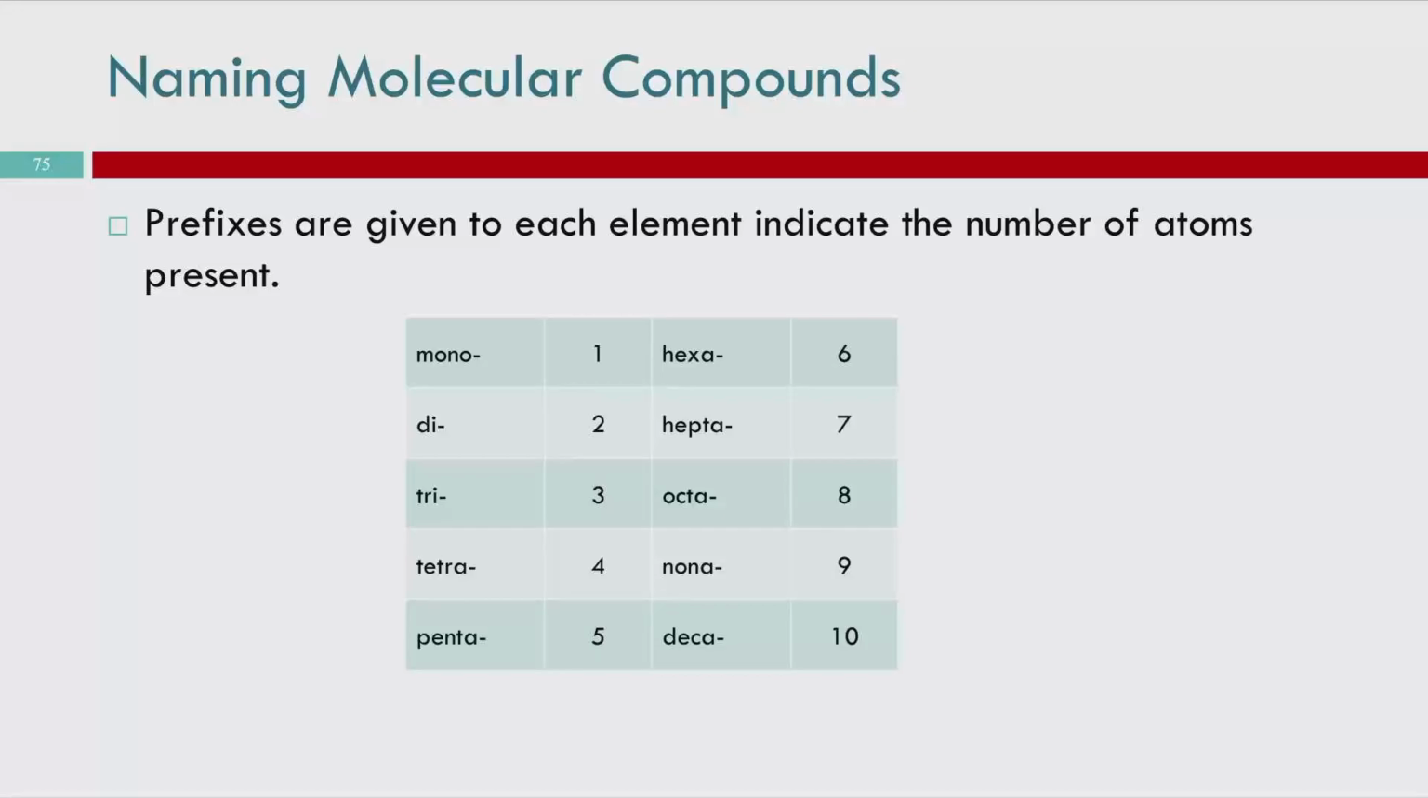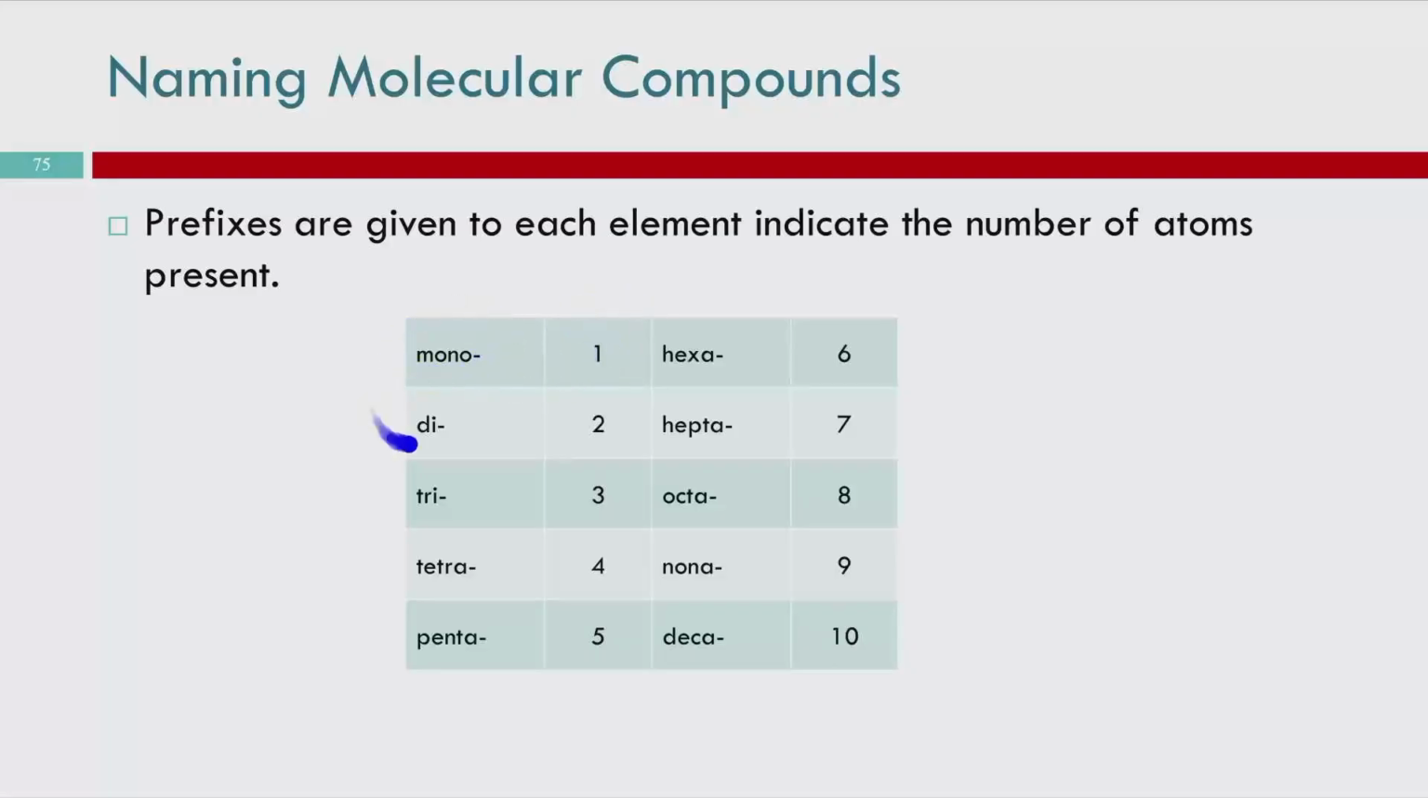With our molecular compounds, we use prefixes. So prefixes are given to each of the elements. This indicates the number of atoms that are present. They are all of these ones that we see here. A lot of these, I think, you probably would recognize if you saw them just like out in the wild. You'd be like, oh, I know that prefix. I've seen that before. That's most of these.